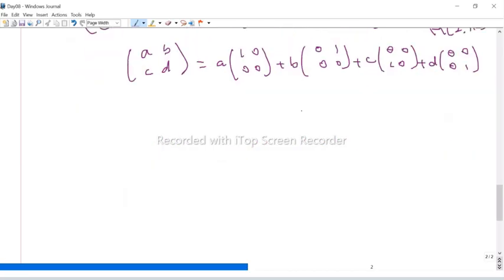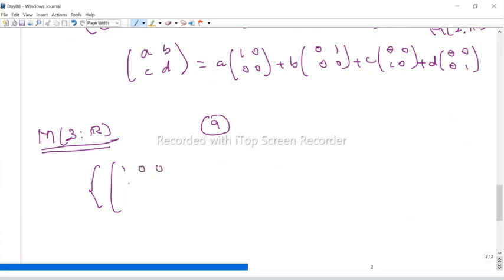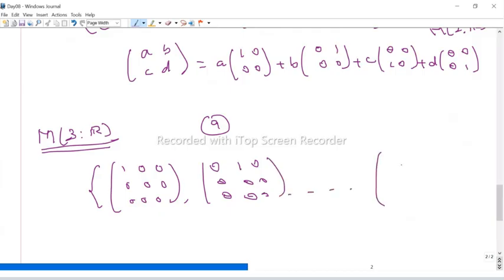Okay. Suppose you take the set of all 3 by 3 matrices over R. Now what are the basis elements? There will be 3 square, that is 9, basis elements. If you take the first entry as 1 and all others 0, then similarly the second entry as 1 and all others 0, and so on, finally we get the matrix where the last entry is 1 and all others are 0.